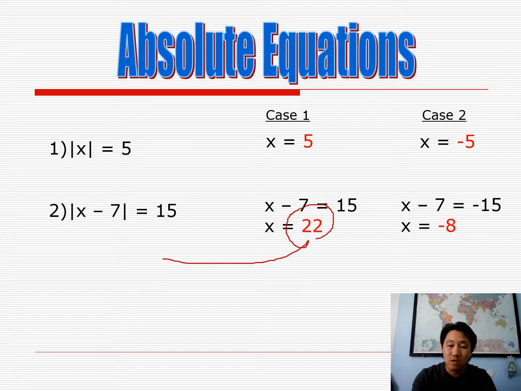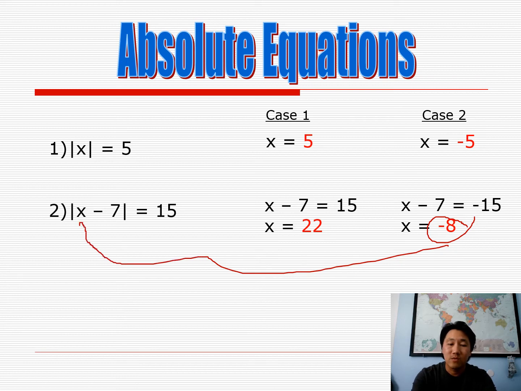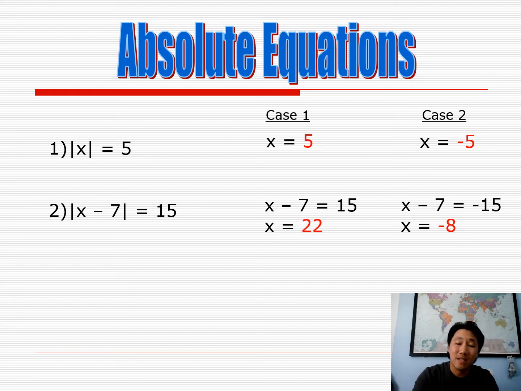Take this 22, plug it back in there. 22 minus 7 is 15. Absolute value of 15 is just 15. Also, plug in the other answer. Plug in negative 8 here. See what happens. Negative 8 minus 7 is negative 15, but the absolute value of negative 15 turns out to be positive 15. So check. Both answers work. And that's not always going to be the case. Sometimes one answer will work, sometimes both answers will work, and sometimes none of the answers work.